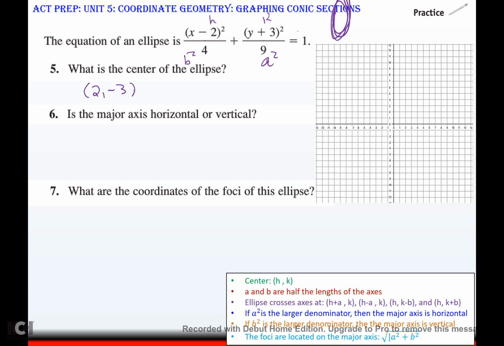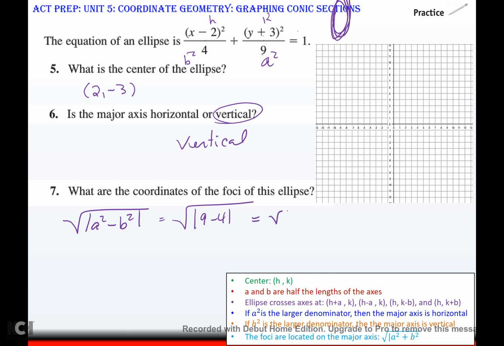Is the major axis horizontal or vertical? Well, like we said, since a squared is under the y, since the bigger square is under the y term, it's going to be vertical. 7, what are the coordinates of the foci of that ellipse? Alright, well, c is going to be the square root of the absolute value of a squared minus b squared, which is going to be the square root of absolute value of 9 minus 4, which again is going to be the square root of 5.